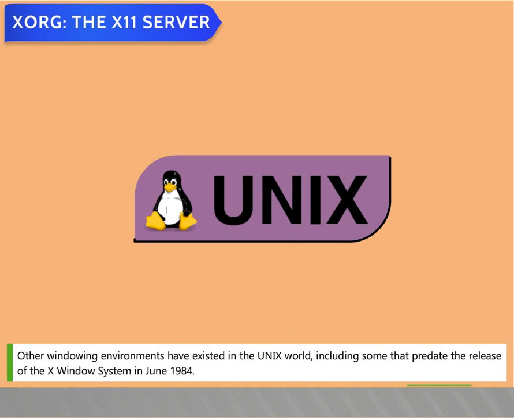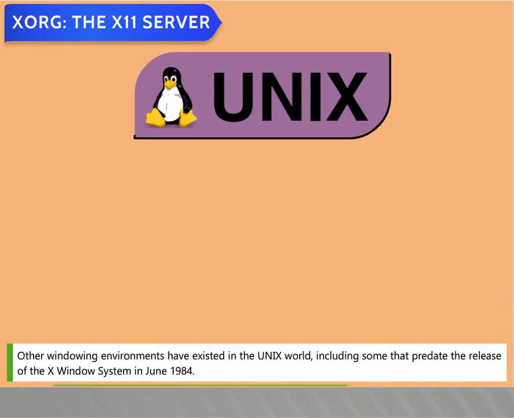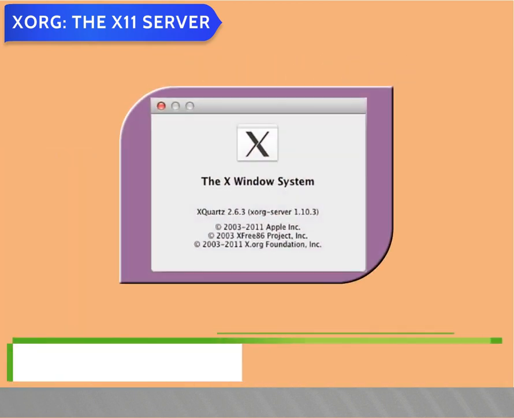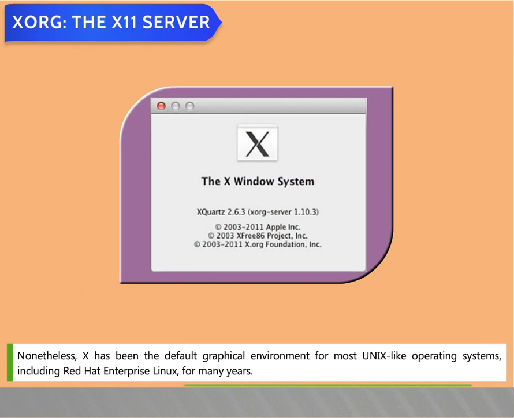Other windowing environments have existed in the Unix world, including some that predate the release of the X Windows system in June 1984. Nonetheless, X has been the default graphical environment for most Unix-like operating systems, including Red Hat Enterprise Linux, for many years.